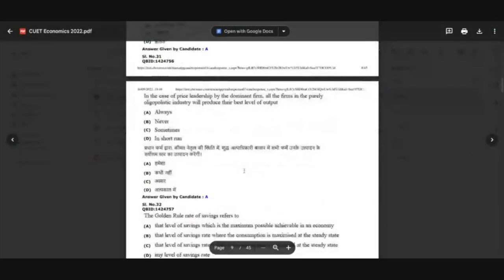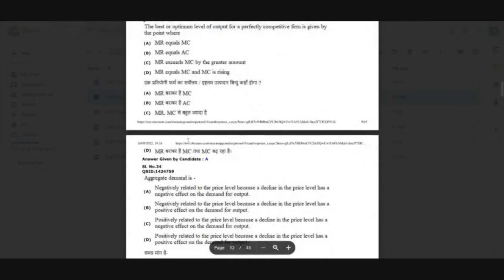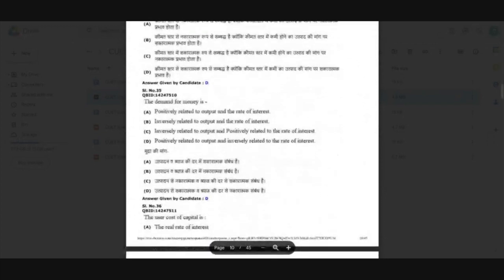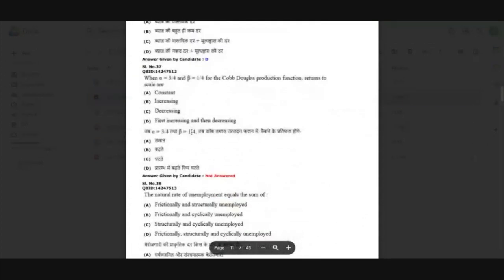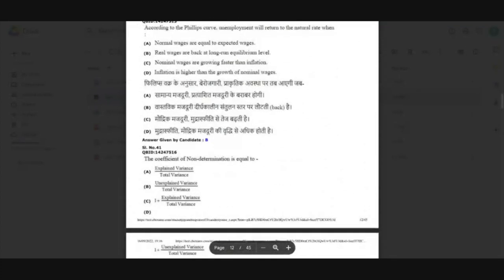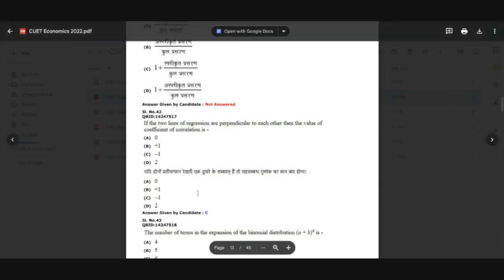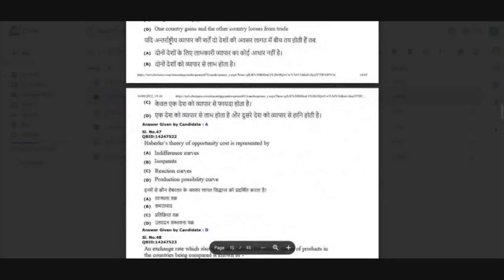Then again, question number 33 is related to microeconomics, but not from consumer theory. I'll add all these papers. And one thing we are also doing is segregating all the microeconomics question papers, so that it's very easy for you to go through them, and to see what topics we need to look at when we are studying microeconomics.